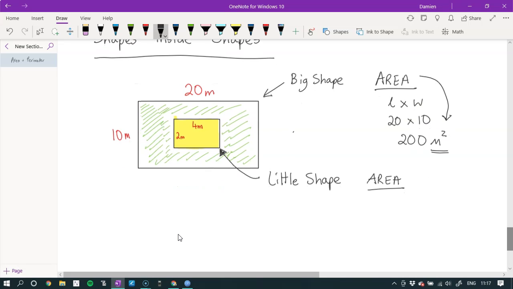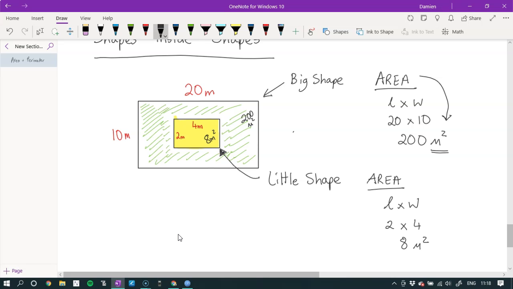Now what we're going to do is find out the area of the little shape, in other words, your patio. So again, same thing. It's length by width, which is 4 multiplied by 2, or 2 multiplied by 4, depending on what way you write it down. It's the same answer either way. So that gives us a total of 8 meters squared. So your patio takes up 8 meters squared, but your total garden takes up 200 meters squared.